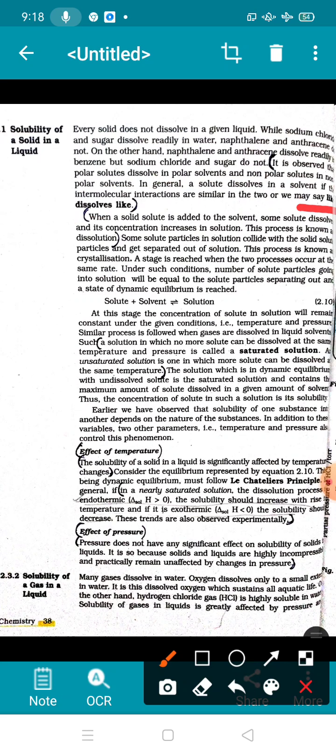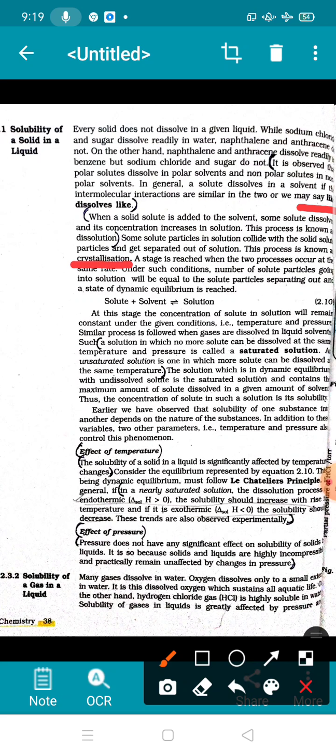When a solid solute is added to the solvent, some solute dissolves and its concentration increases in solution. This process is called dissolution. In other words, the concentration of the solute in the solvent will keep on increasing as more and more solute dissolves, and the process is called dissolution. Some solute particles in solution collide with the solid solute particles and get separated out of the solution, and this process is called crystallization. So crystallization is just the reverse of dissolution.